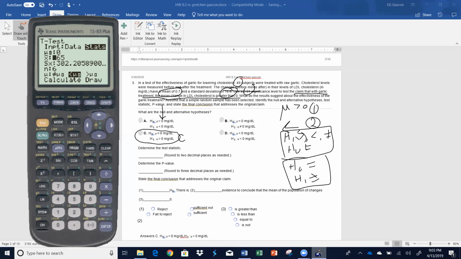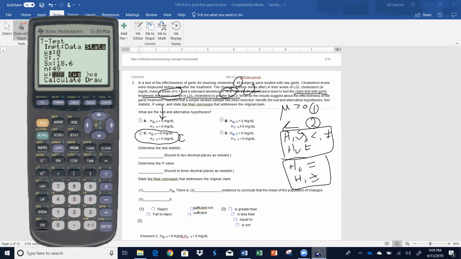The next part is X bar. So I go up there and I look. The mean is 0.7. I put in 0.7. The standard deviation is 18.6. And N is 49. Now, you can do the test statistic and use the formula for it, but if you use the calculator, you don't need to.